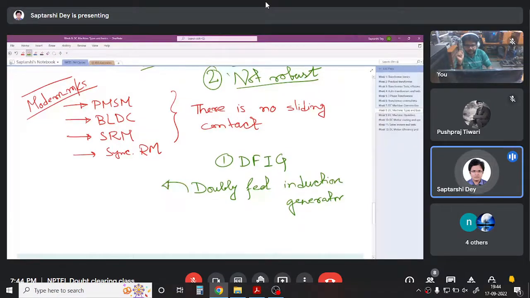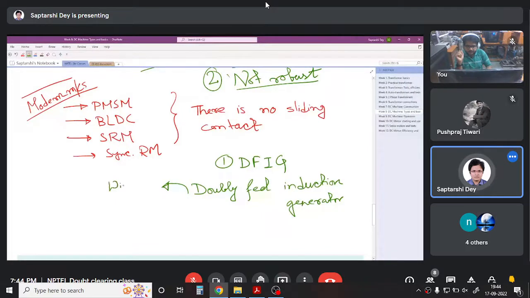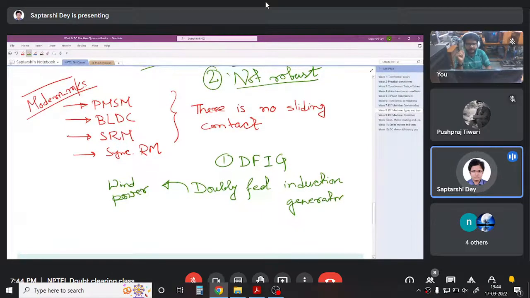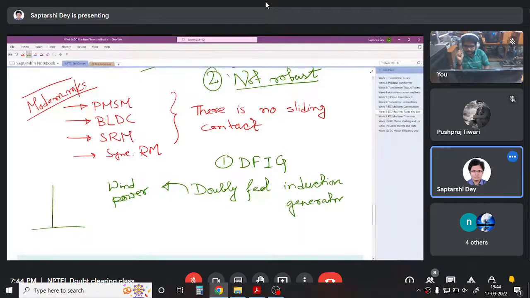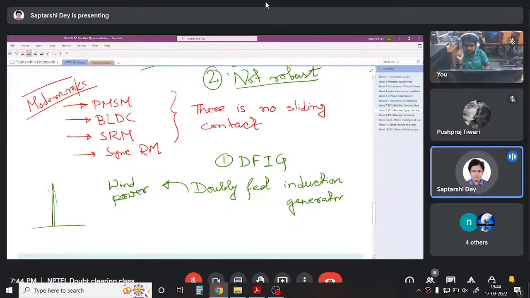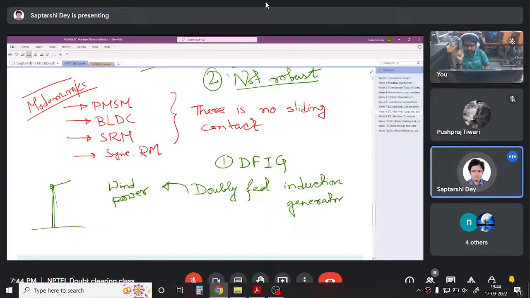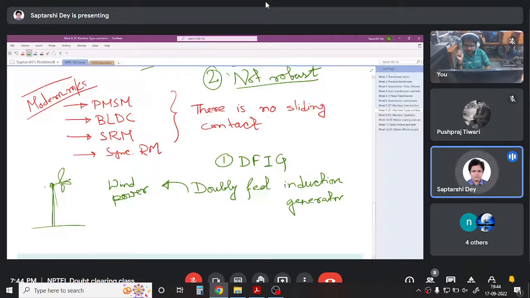The first thing is this is used in wind power application, very popularly, very widely used in wind power application. A wind power may be, this is the pole on which the turbine is mounted. And this is maybe some 100 or 200 feet above the ground. And it is closely covered.